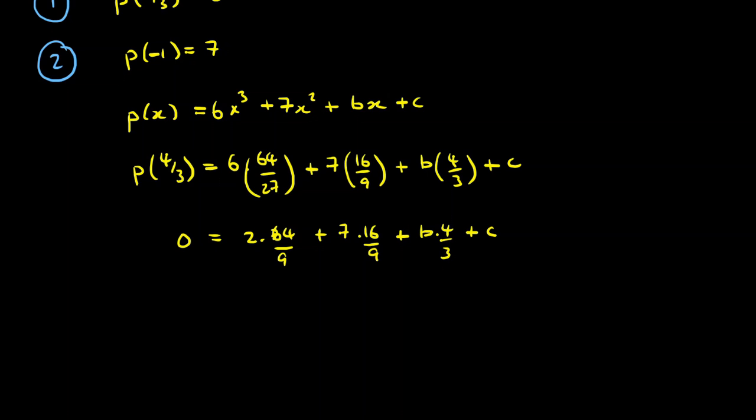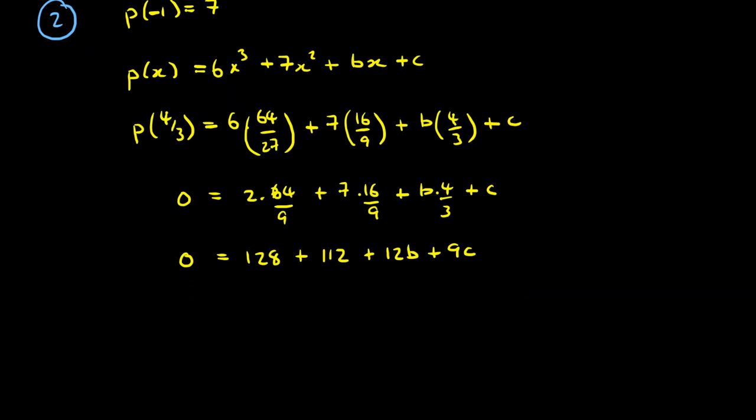Now, the fractions are the thing that make this a bit annoying, isn't it, right? So the way we're going to deal with the fractions is we're going to multiply the whole equation through by 9. That's going to get rid of our fractions. So if we do that, we'll get 0 is equal to 2 times 64, which is 128, plus 7 times 16. Well, 7 times 10 is 70. 7 times 6 is 42. So if I add those up, I get 112. If I've got 4b upon 3 and I times it by 9, I'm going to multiply the numerator by 3, so I get 12b there. And here, I've got to remember I've got to multiply the c by 9 as well.